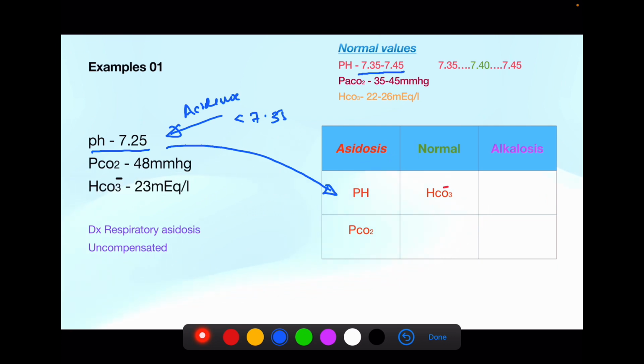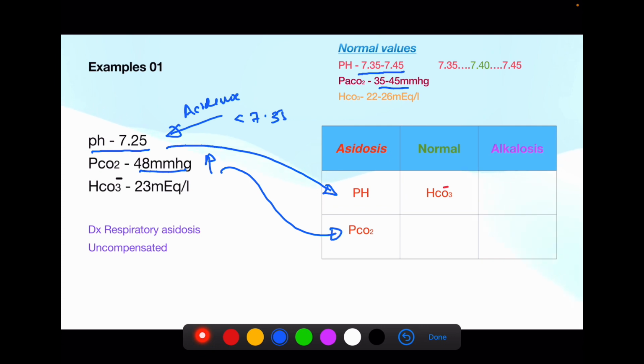Then what happened to the PCO2? PCO2 is 48. It is also higher than its upper limit. Usually our PCO2 is 35 to 45. Once carbon dioxide accumulates in your body, it tries to bring the pH below its normal level. As a consequence of that accumulation of carbon dioxide, your pH will become acidotic. That's why you can tell the partial pressure of carbon dioxide also belongs to the acidosis side here.